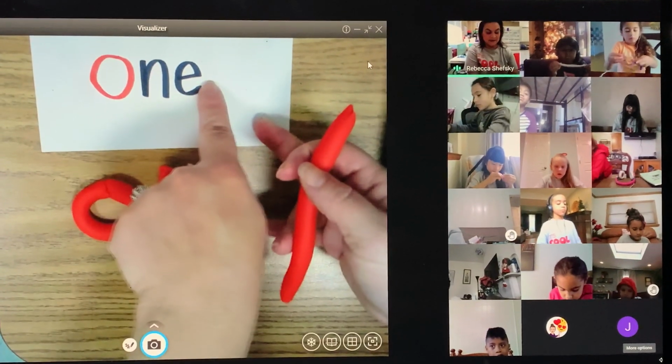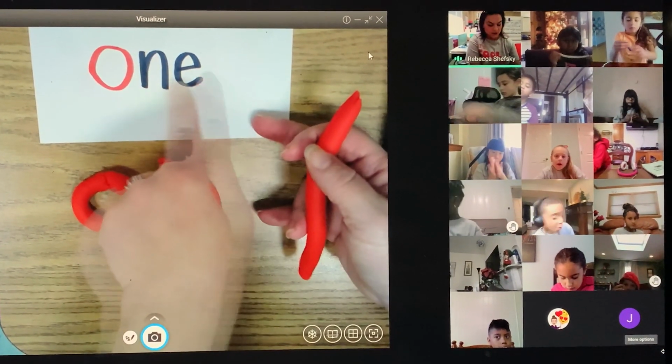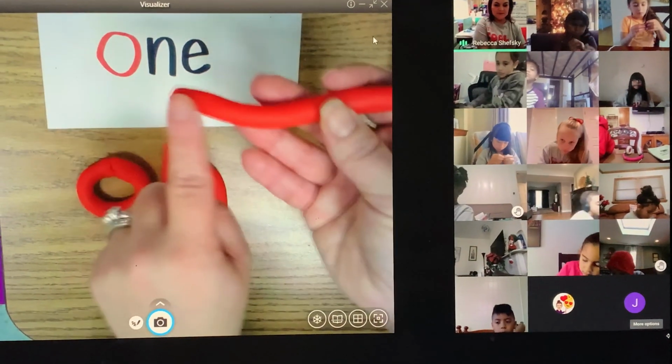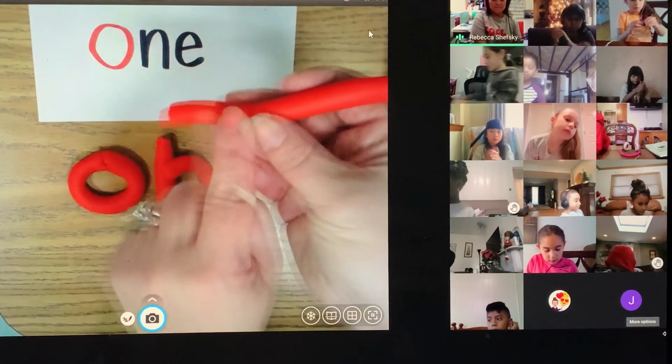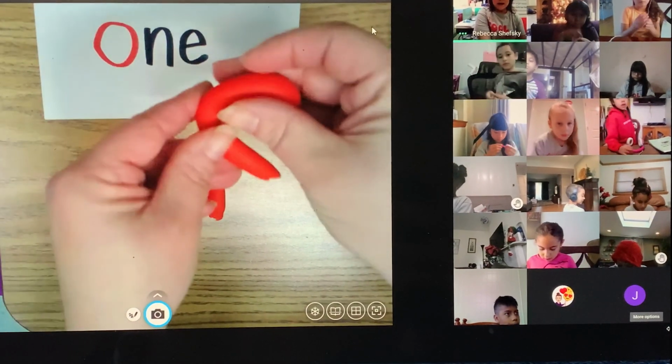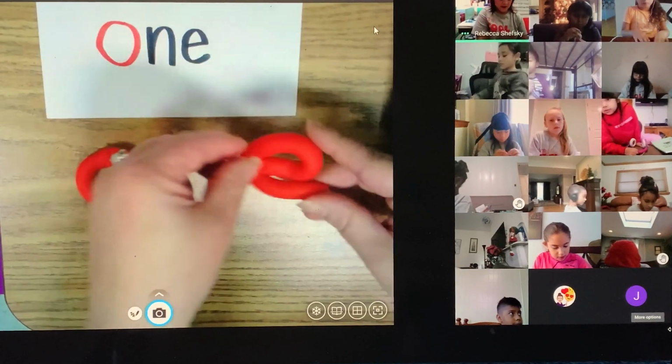With the line, the same way when you write the letter E, you start with your line and then go around. It's going to be the same thing. So I'm going to start with my line and then I'm going to curve it around and go down. Okay, and that's my E.